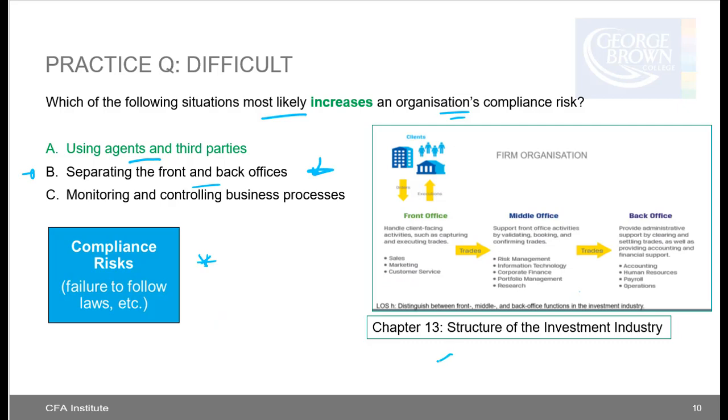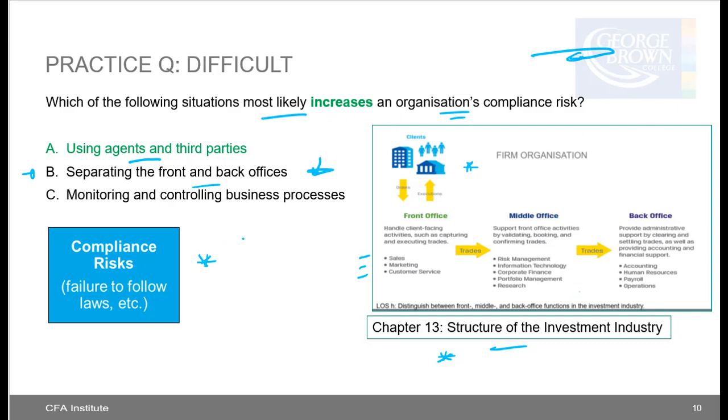And going back to chapter 13, the structure of the investment industry, we learned that the front office deals with the clients. Those are the activities: sales, marketing, customer service. This is how, when I go forwards and learn something new, I go back and review and recycle. And that's how it becomes an iterative process, whether you're doing the CFA Institute Investment Foundations program or the CFA program. The CFA program has much more content. So, as I said before, you've got to move ahead and you've got to go back and review.